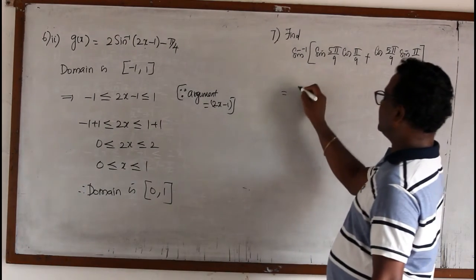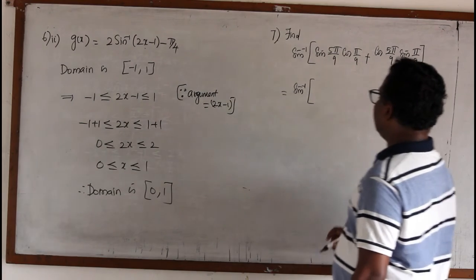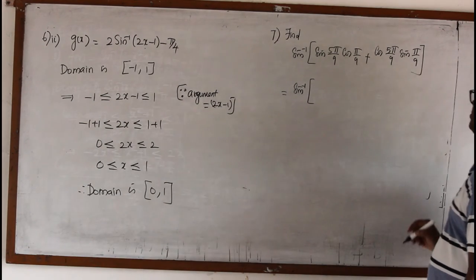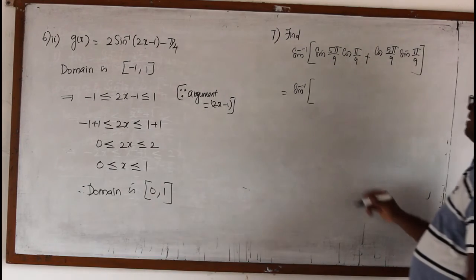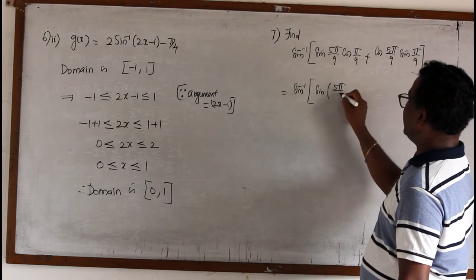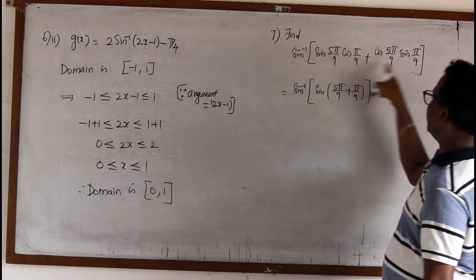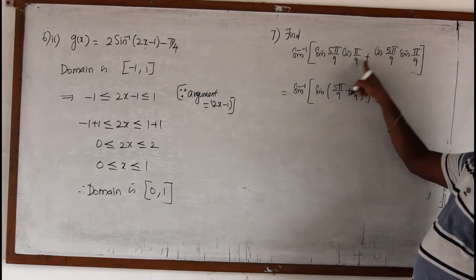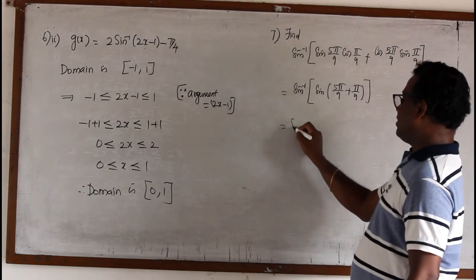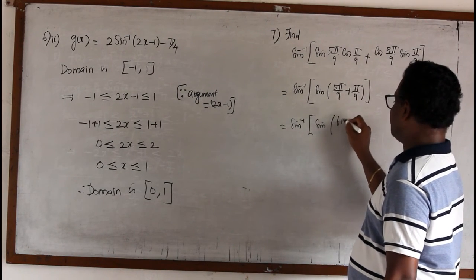Now, this is sin inverse of, can you read this? sin A cos B plus cos A sin B. It is of the form sin (A plus B), so it is sin (5 pi by 9 plus pi by 9). The sin (A plus B) formula: sin A cos B plus cos A sin B is sin (A plus B). This can be written as, when I add, sin 6 pi by 9.